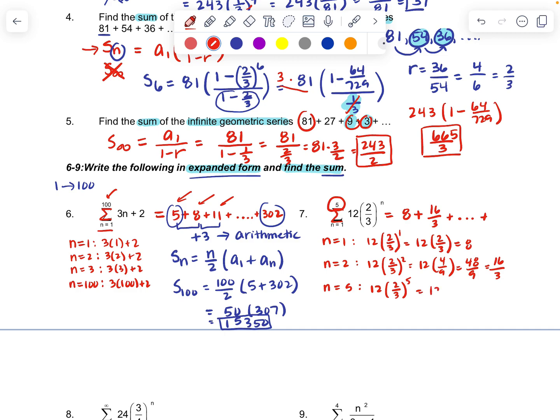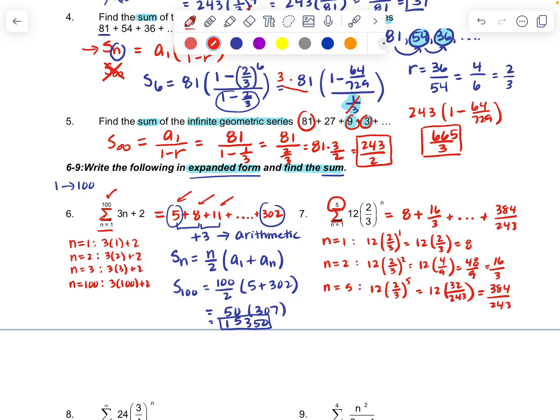So this is 12 times 2 to the 5th, which is 32. 3 to the 5th is, hang on a second, 3 to the 5th. Okay, that's 243. Okay, and then if I multiply the 12 and the 32, it's going to give me 384. So this is 384 over 243. Well, that's a nice little number. So I have 384 over 243.